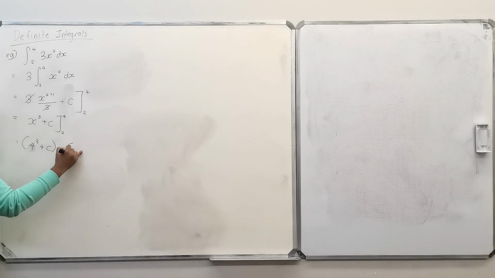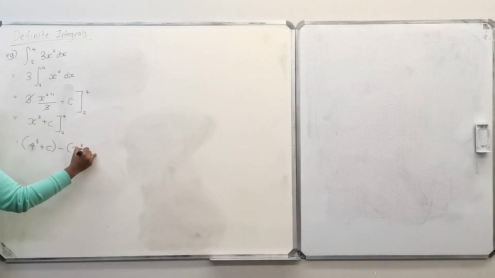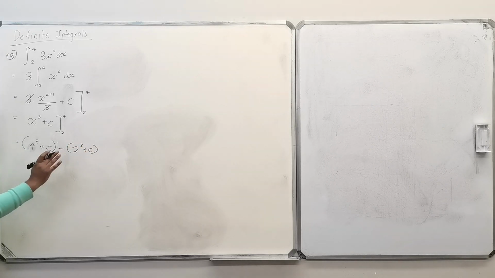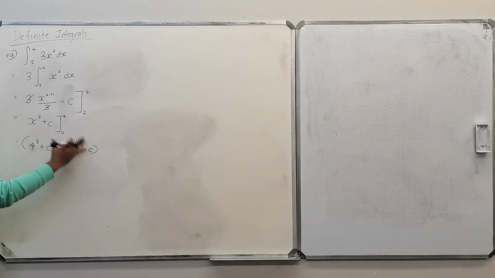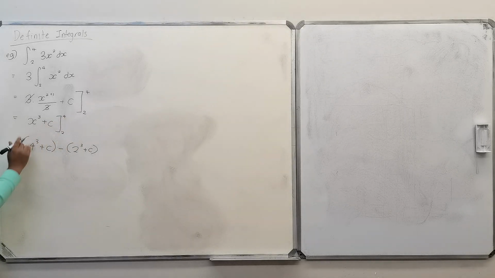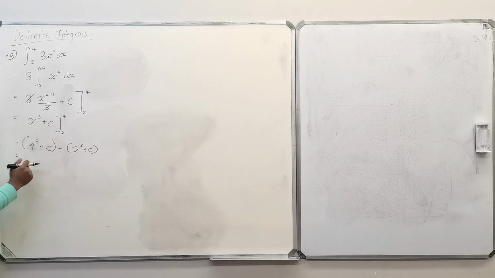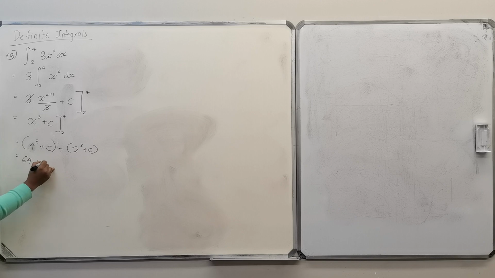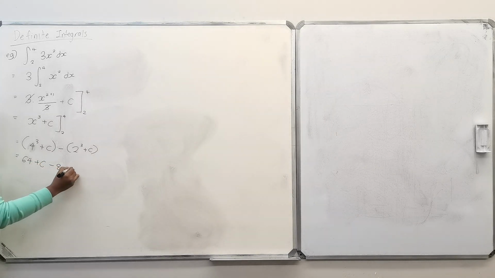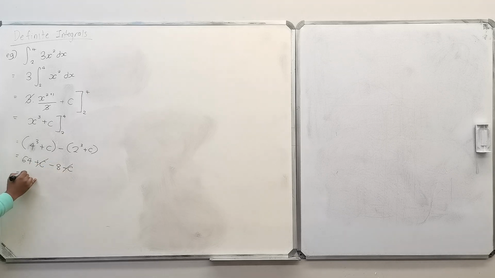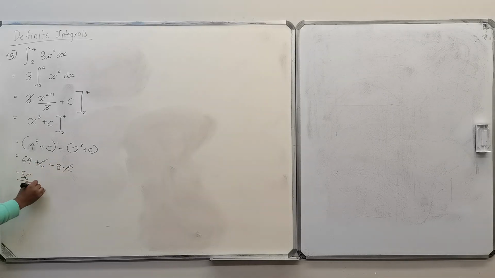Plus c minus 2 cubed plus c. Right? Upper limit minus your lower limit, where it substitutes into the function. 4 cubed is 64 plus c minus 8 minus c, right? Cancel, cancel. 64 minus 8, 56. So that's your answer.